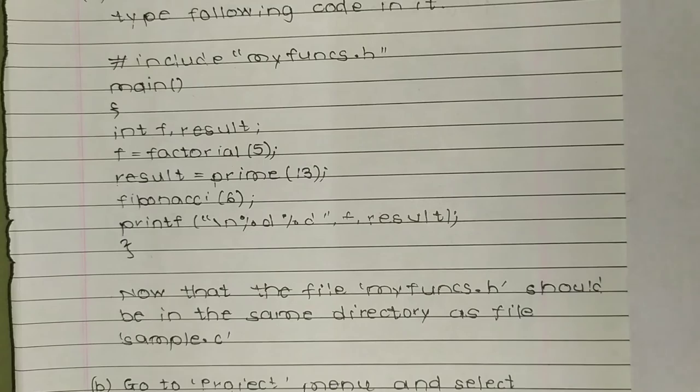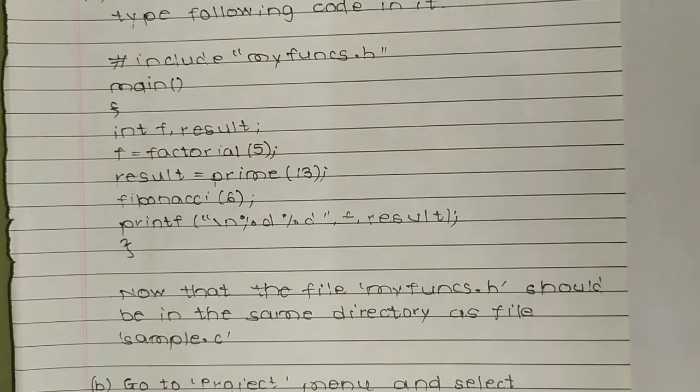#include myfuncs.h, main, int f, result. So f and result are integers. Now f = factorial(5), result = prime(13), Fibonacci(6), printf("\n%d %d", f, result). Note that the file myfuncs.h should be in the same directory as the file sample.c.